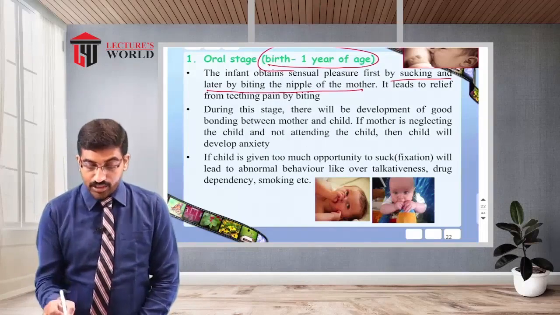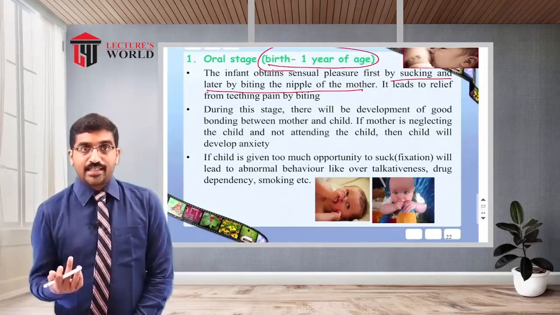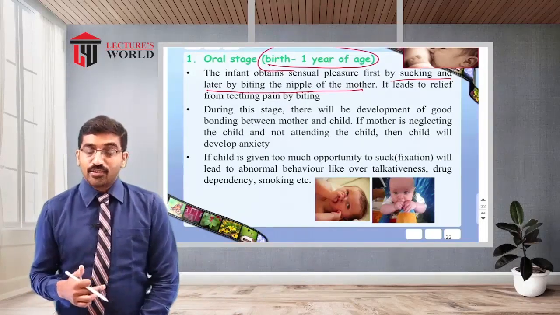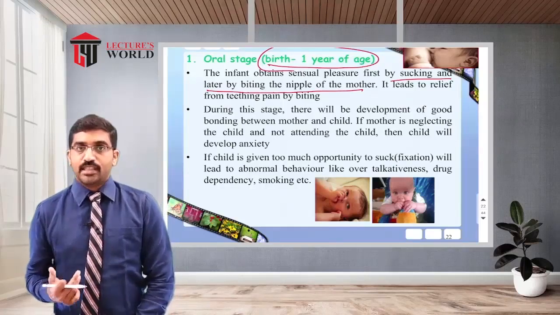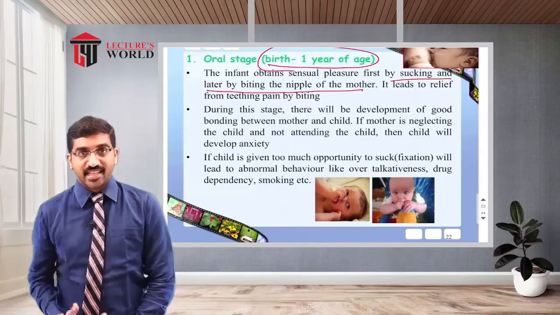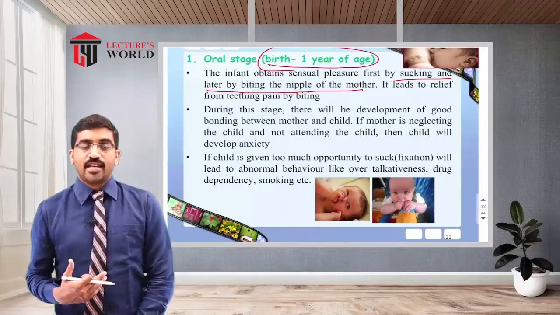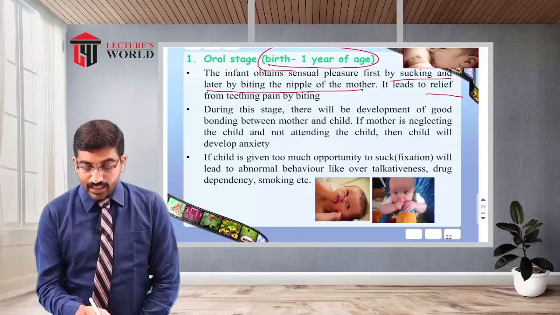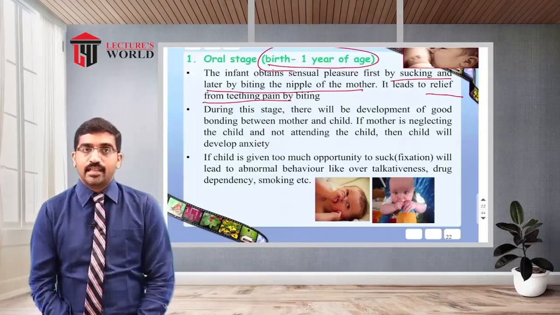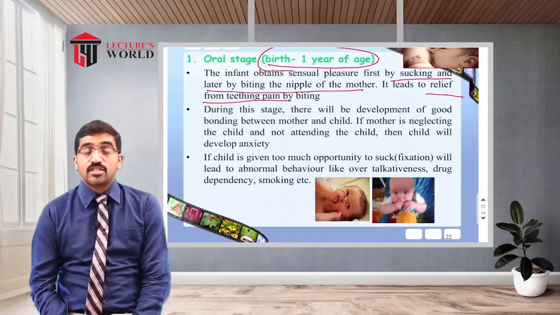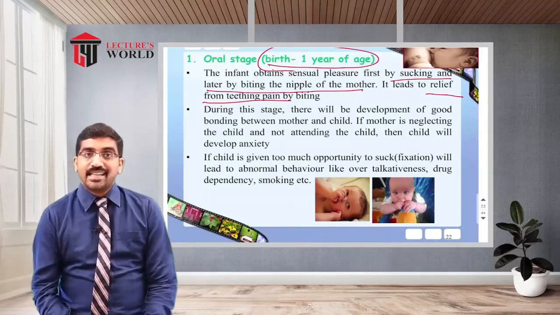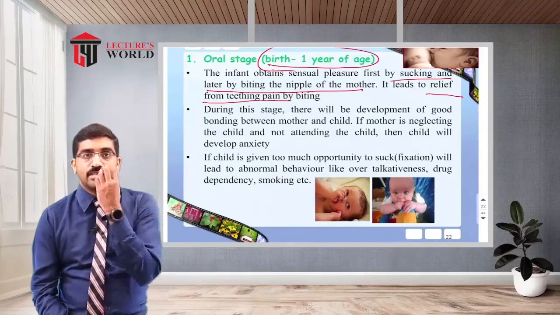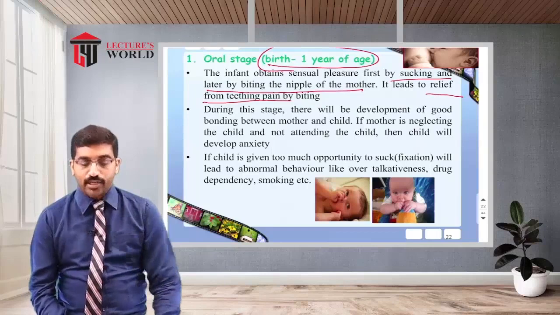He will get pleasure from that sucking, and as soon as his teeth have erupted, after 6 months he will get his first teeth, then after again 1 year, the second teeth, like that he will get teething. During the teething time he will get relief from that pain by biting the mother's breast. So the child will start biting because that biting itself is the relief. So this all comes in your mouth, oral cavity pleasure.